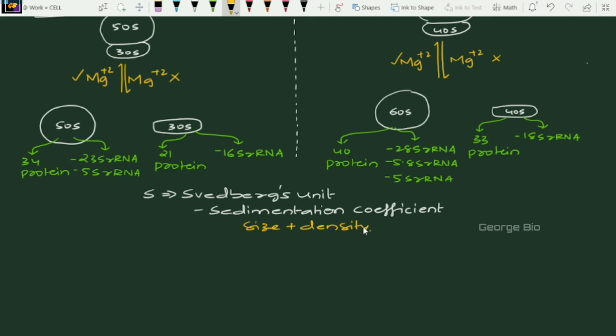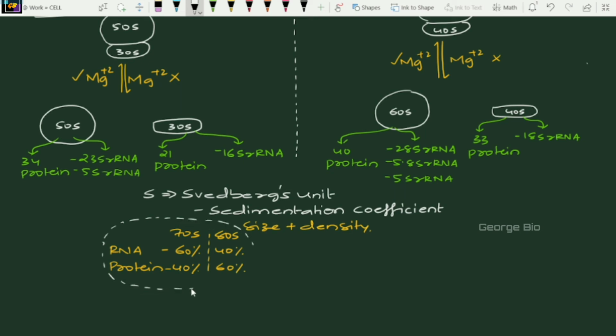Now here, how is the distribution of RNA and protein taking place in 70S ribosomes and 80S ribosomes? In the case of the 70S ribosome, RNA is distributed as 60% and protein comprises about 40%. At the same time, for the 80S ribosome, it is quite opposite: 40% RNA and 60% protein distribution.